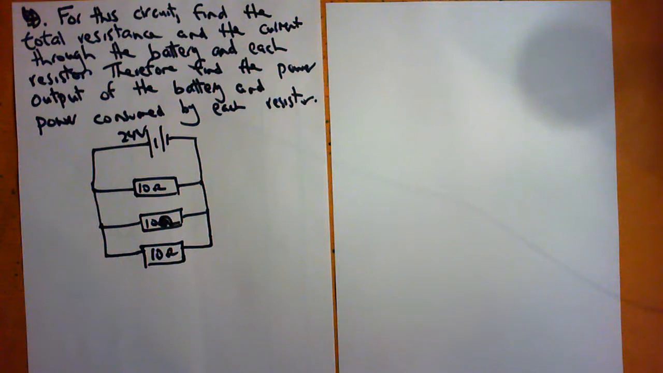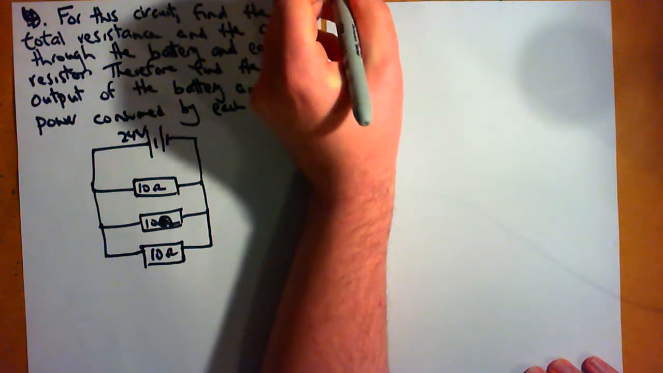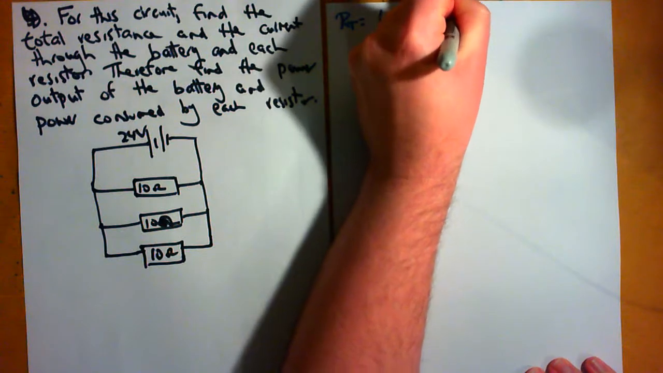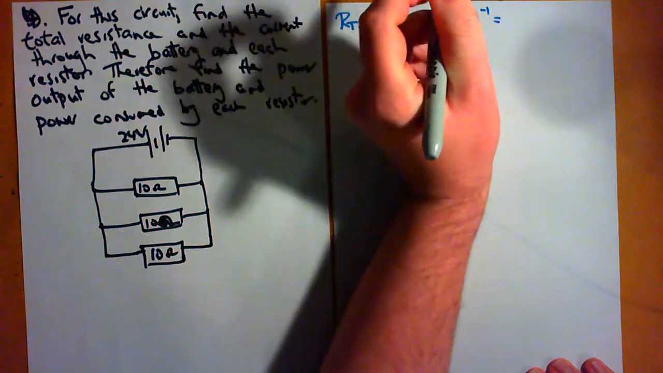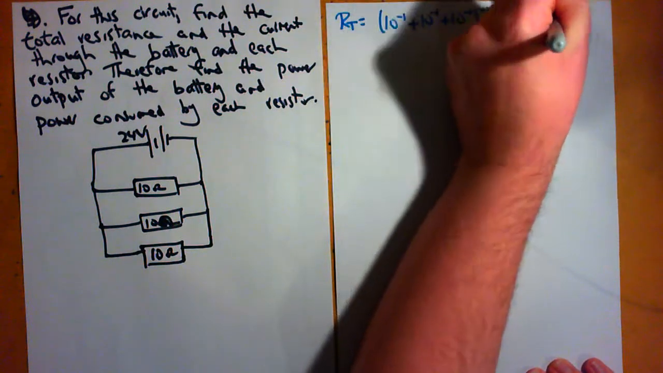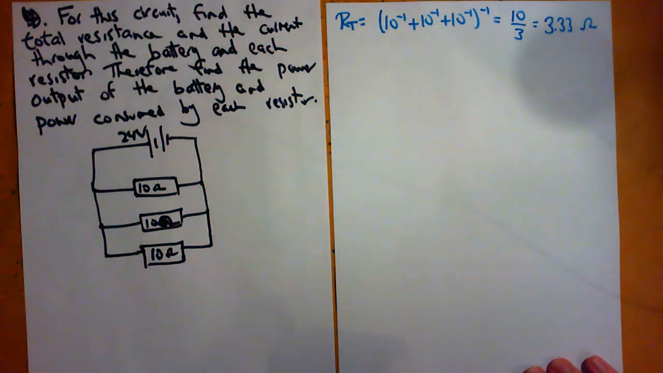An electron will follow one of those 3 paths. So we need to find, firstly, the total resistance. Our total is going to be (10^-1 + 10^-1 + 10^-1)^-1, and we will get 10/3, which is 3.33 ohms. Or we could do it the fraction way that you saw in question 3: 1/RT equals 1/10 plus 1/10 plus 1/10. Simplify and solve for RT. So we have the total resistance.